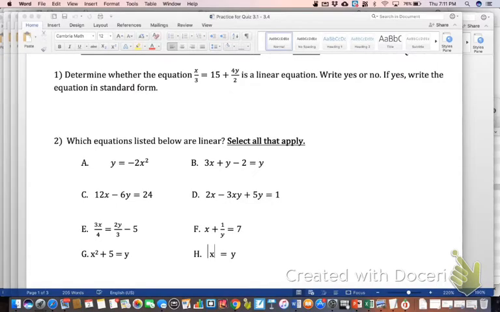Hey guys, here's a little extra practice for your quiz. So number 1 is asking whether or not the equation is linear. If it is, write it in standard form. It's just like the warm-up that we did today.